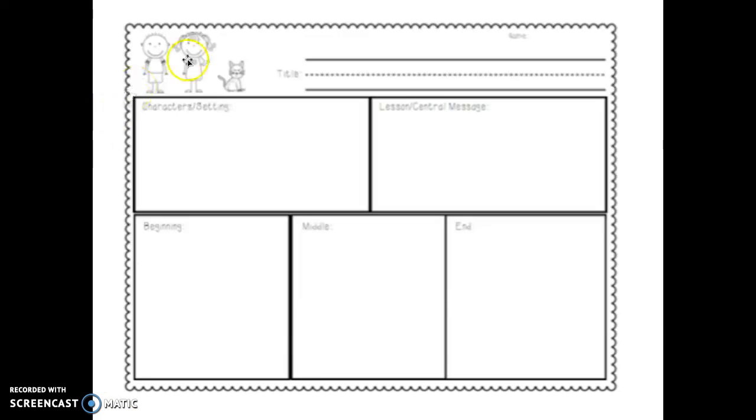I'm going to use this graphic organizer to help organize part of my retelling. There's a spot to put my name and the title of my book right here. I'm going to get started and fill that in right now. There it is, my name and the title of the text. Next, I'm going to list the characters and describe the setting in this box.